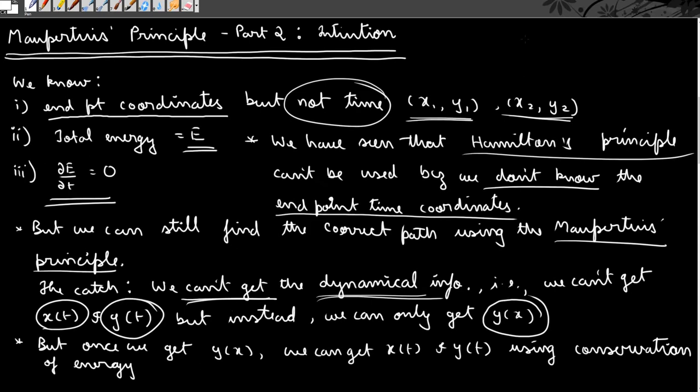So for example, if you have, this is y, this is x. If this is the initial point and this is the final point, there may be many different possible paths which all satisfy the total energy E and the law of conservation of energy, but only one of these will be the correct path, and that is what the Maupertuis principle says. In this graph there is no information as to how much time each of these paths has taken to go from point 1 to point 2. So that is the meaning of saying that we can only know y of x and not x of t and y of t.